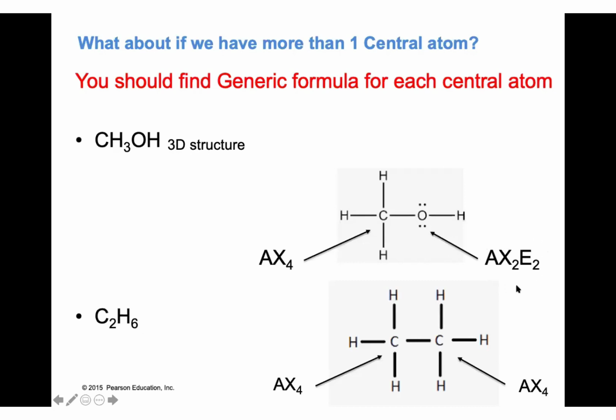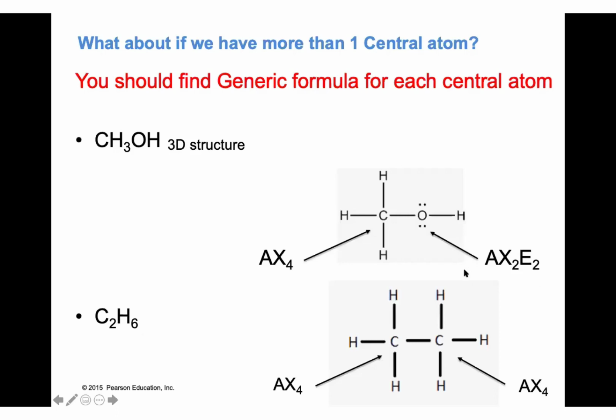So I would recommend you put your hand on the right side and only see the carbon and four bonds. Then find the generic formula for it. Then put your hand on the left side on the carbon and try to find the generic formula for the oxygen. So you can find that it is X2E2.